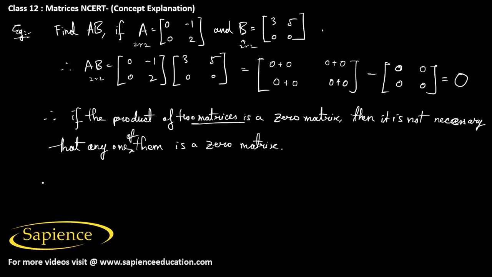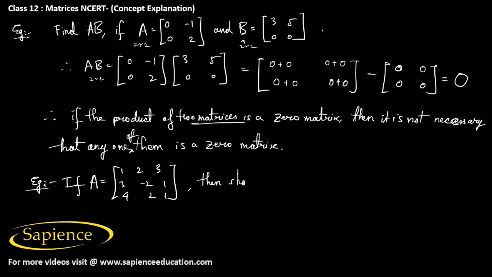So then suppose we can solve one more example. Suppose here it is asked, if the matrix A is 1, 2, 3, 3, minus 2, 1, 4, 2, 1, then show that A cube minus 23A minus 40I equal to 0 matrix. So how to prove that? This simply we have to show that the left hand side equal to the right hand side.